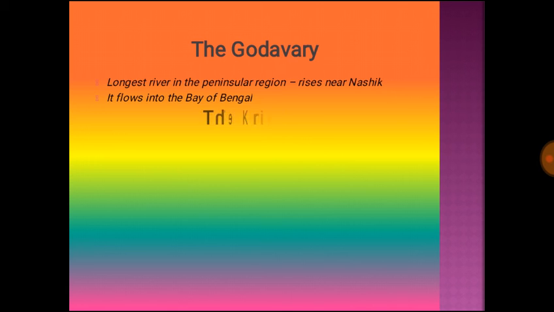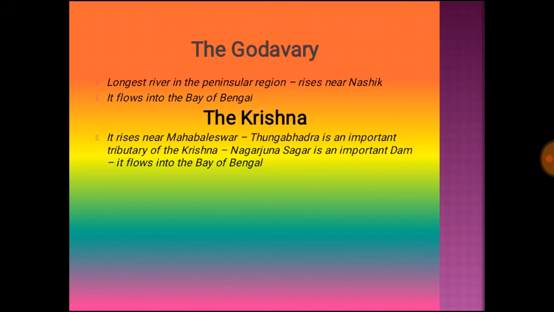Eighth one, the Krishna. The Krishna river rises near Mahabaleshwar in Maharashtra. It flows through Maharashtra, Karnataka and Andhra Pradesh. The Tungabhadra is an important tributary of the Krishna. The Nagarjuna Sagar in Andhra Pradesh is an important multi-purpose dam built across the Krishna.